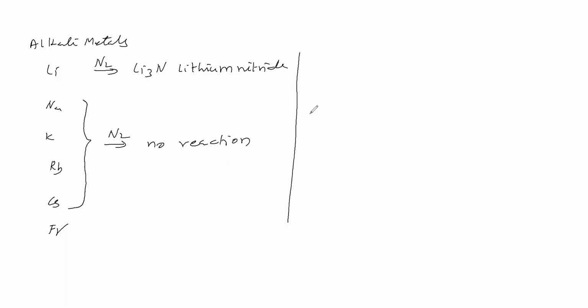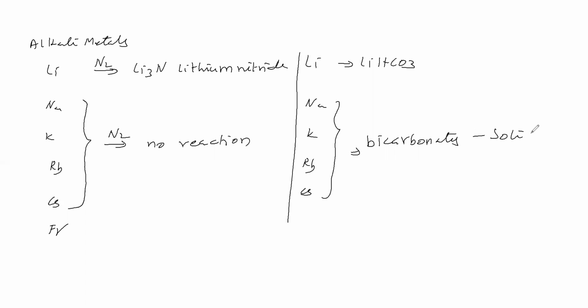Next, lithium we will convert into bicarbonate, that is lithium bicarbonate. Similarly, sodium, potassium, rubidium, cesium we will convert into bicarbonates. These bicarbonates are solid, but lithium bicarbonate is liquid. So you see that lithium differs from the rest of the elements in its group. In each group, the first element will vary from the rest of the elements. So lithium shows some difference from the rest of the elements of its group. We have seen two examples here.